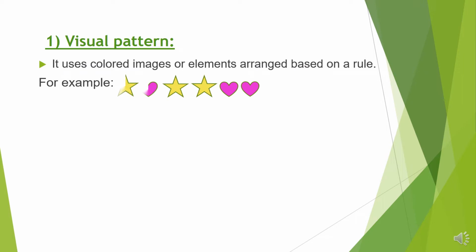We will start with the first one, which is visual pattern. From its name, visual, it means it uses colored images or elements arranged based on a rule. Here we have an example: star, heart, star, star, heart, heart. What did you notice?